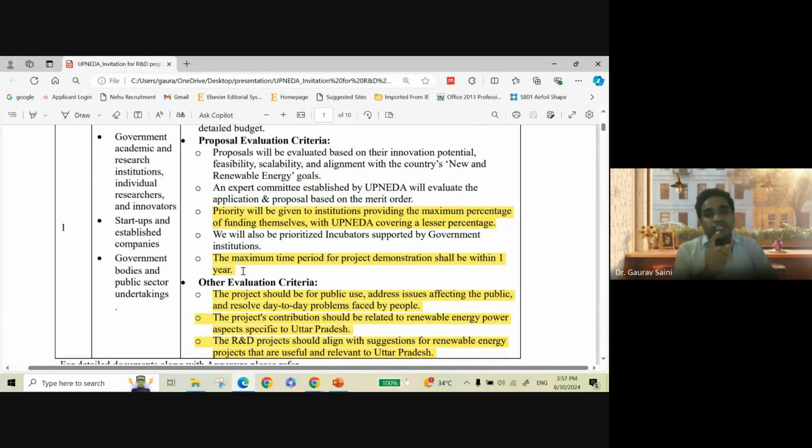If your objectives are too broad, or you have given a methodology that cannot be covered in a year, then that is directly rejected. So you have to keep these things in mind. Once you are approaching some of the funding agencies, there are some guidelines that you have to follow.